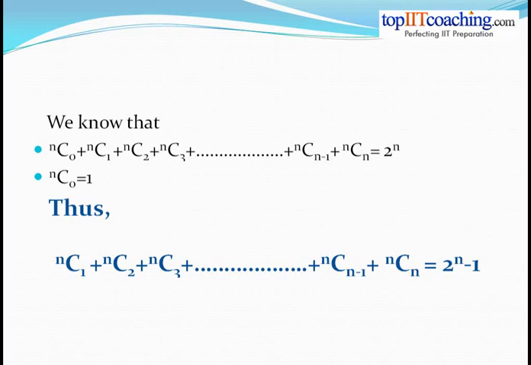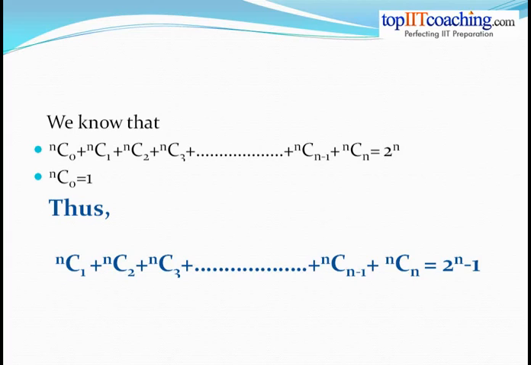Again, the number of ways of selecting at least one thing out of n different things is equal to nC1 plus nC2 up to nCn, and that is equal to 2 to the power n minus 1. Now we have one more way of looking at the same problem. Let us say we have got n things and we need to choose at least one thing.